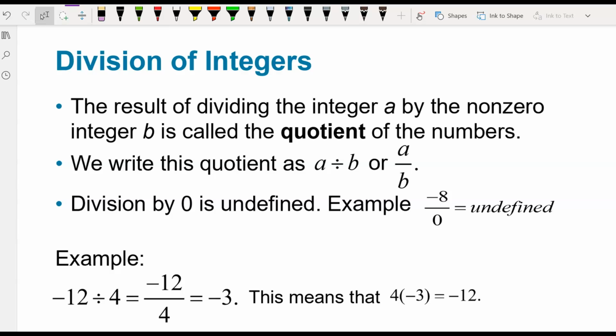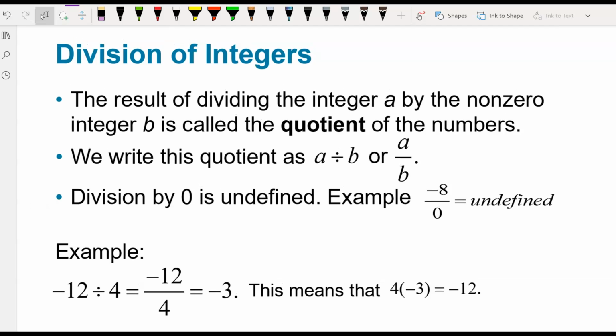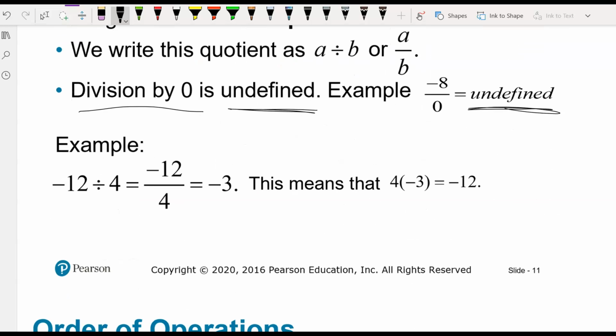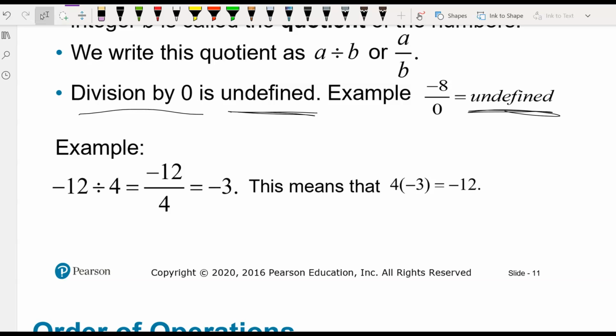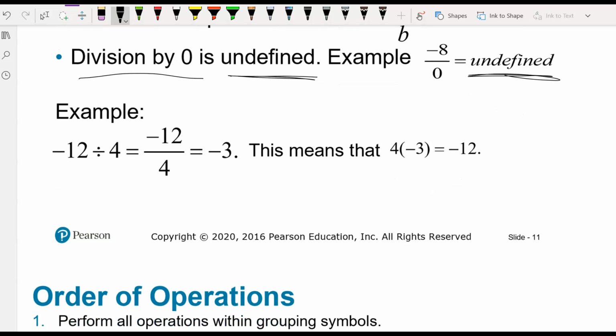All right, division. So remember, division of integers. So remember, division just means A over B. So A divided by B is the same as A over B. And then remember, division by 0 is undefined. So when you have that, your answer is going to be undefined. All right, so an example. Negative 12 divided by 4 is negative 3. So that means 4 times negative 3 is going to be negative 12 if you go backwards.